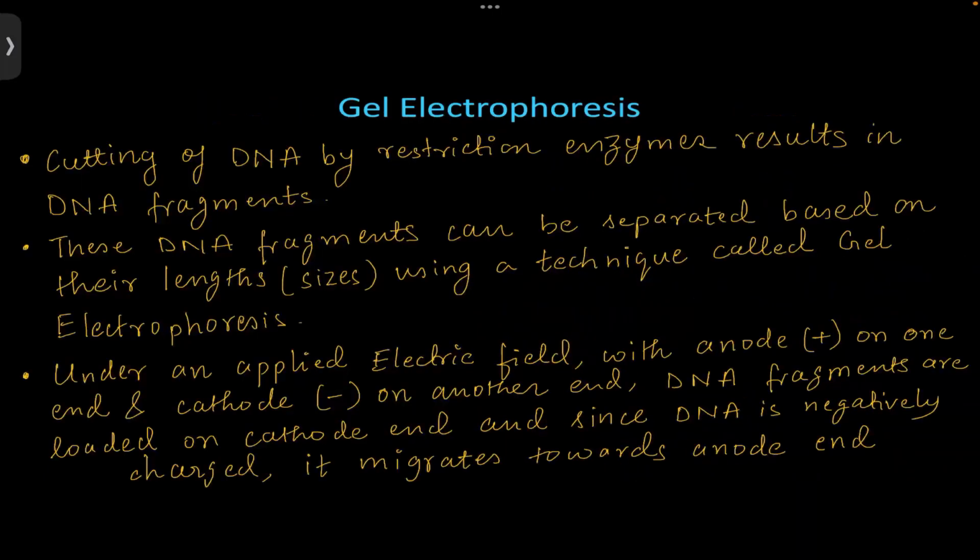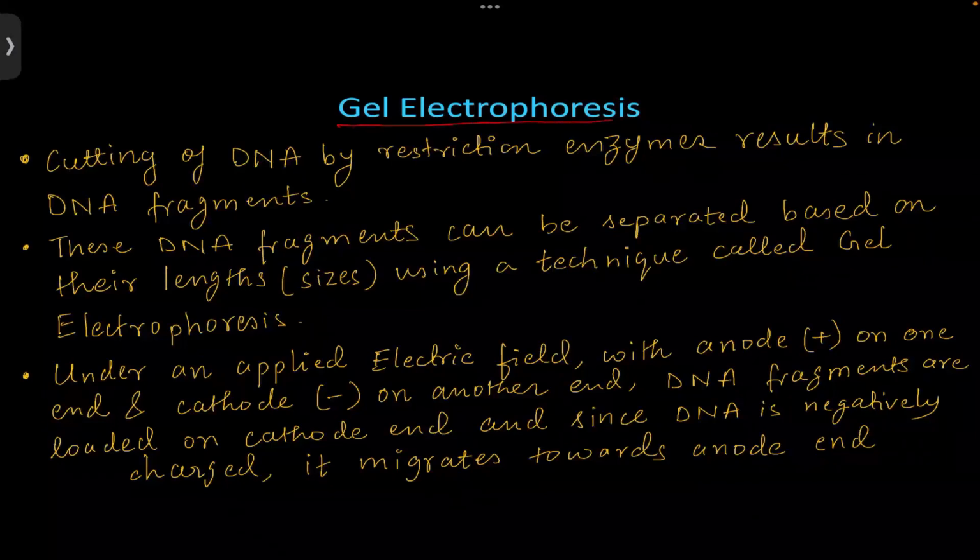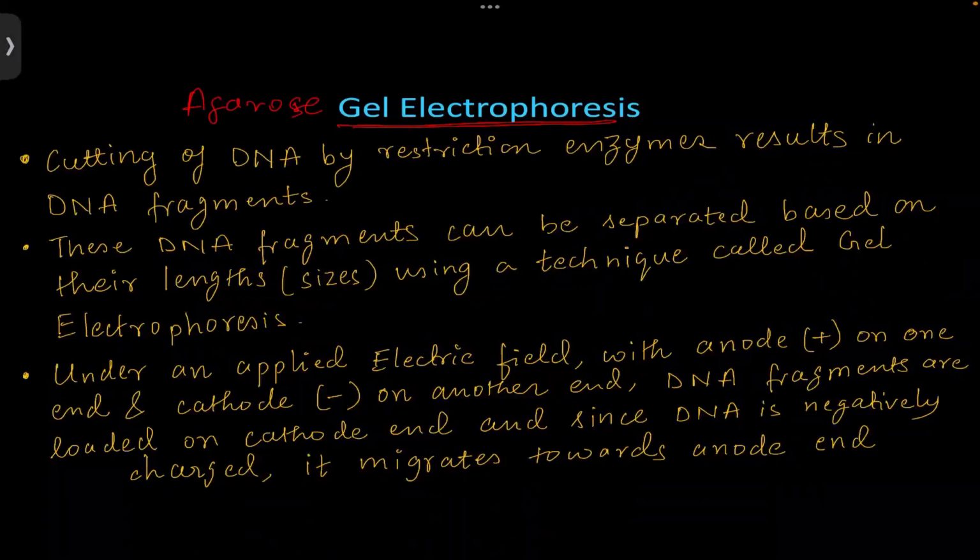Now another topic that is very useful is knowing the technique that is called gel electrophoresis. That is also called agarose gel electrophoresis. Okay. So what is this technique? When you have cut your DNA by restriction enzyme, it will result in DNA fragments. So suppose you have a very long genome like the human genome, and you have cut it using one restriction enzyme, EcoR1.